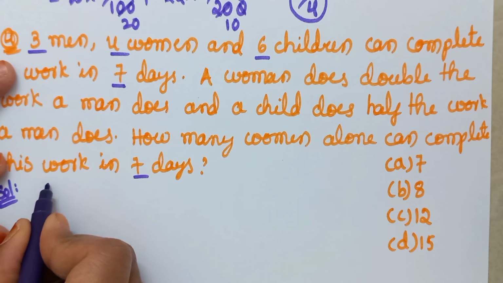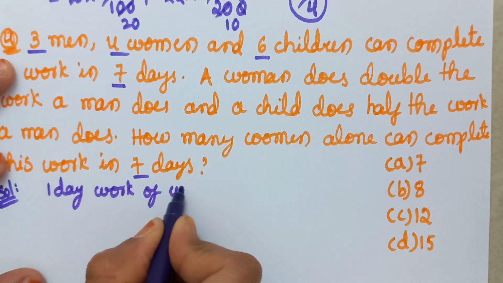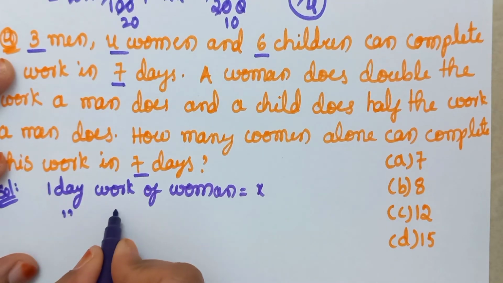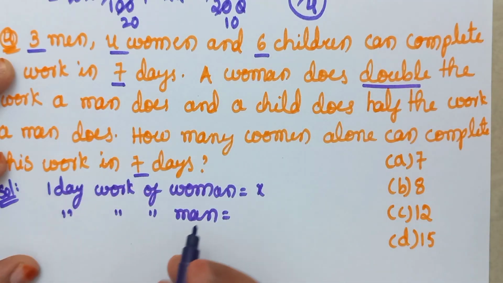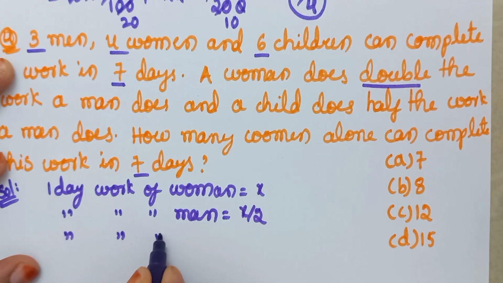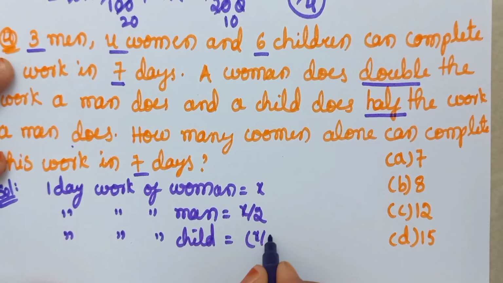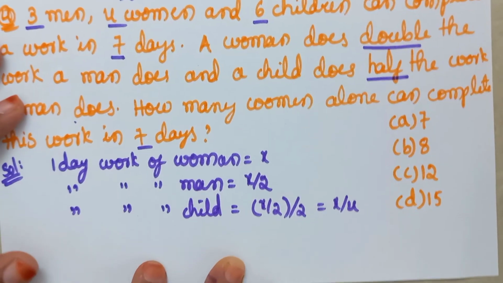Let us assume that 1 day work of a woman is nothing but X. This is our assumption. Then 1 day's work of a man becomes what? A woman does double the work of a man, so a man can do half the work of a woman. So X by 2. Similarly, 1 day work of a child: a child does half the work a man does. So X by 2 by 2, that is nothing but X by 4. These are the relationships we got between the man, woman and the child.